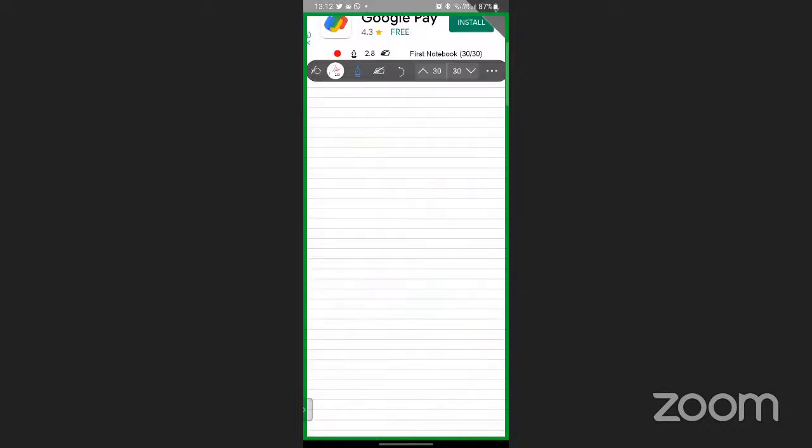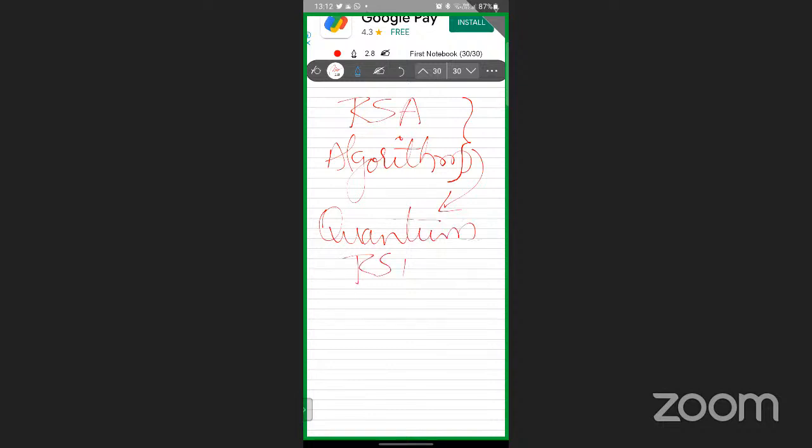So say, the RSA algorithm. You should know what the RSA algorithm is, then you can talk about quantum RSA. Agreed? If you don't know what RSA is, how can you talk about quantum RSA?